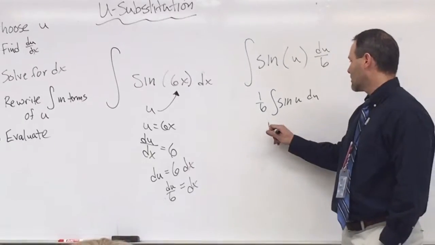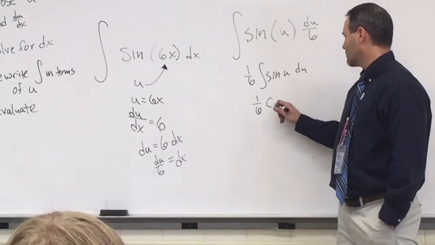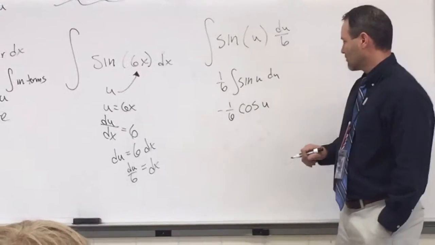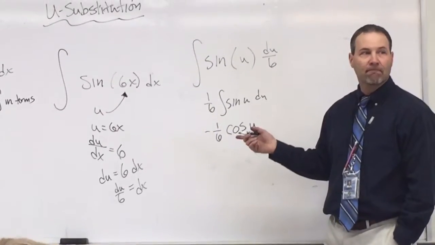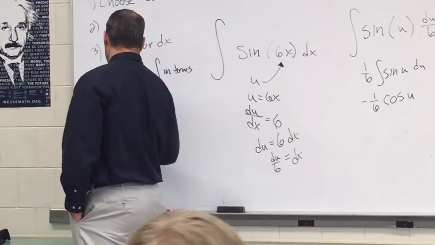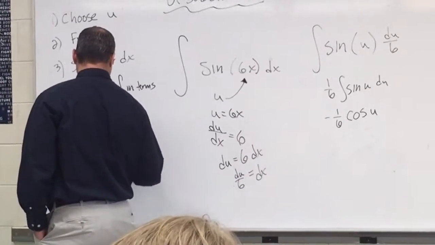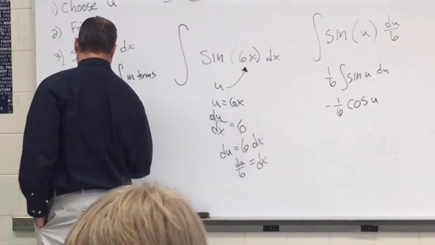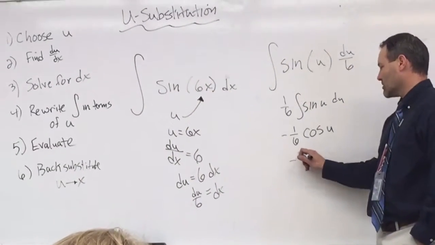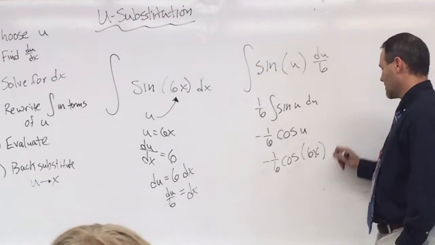Where did the 1/6 come from? It came from the du over 6. Because when you solve the integral, you got rid of the du. It's just like when you solve a normal integral, you don't have a dx left over. Does that make sense? So we're going to write our u now as our 6x, plus c.